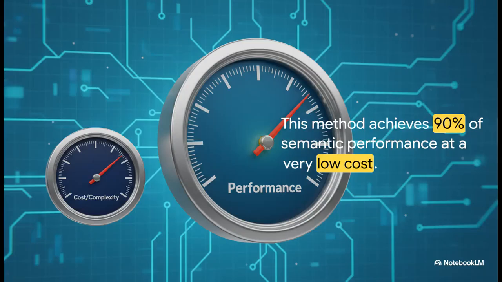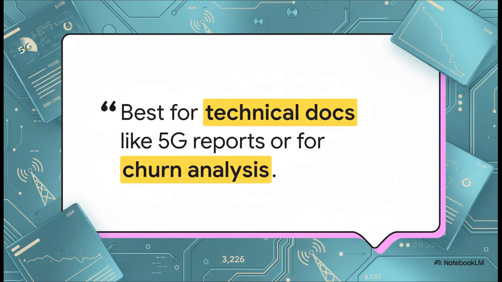And here's the kicker. You get this huge jump in quality, but for a really small increase in cost and effort. You're getting something like 90% of the performance of the really fancy methods, which makes this an incredibly efficient choice. So this is your go-to for structured stuff, like technical reports or business analyses. For example, if you're analyzing customer churn from company filings, you need to keep those paragraphs together to get the right meaning. This method nails that.